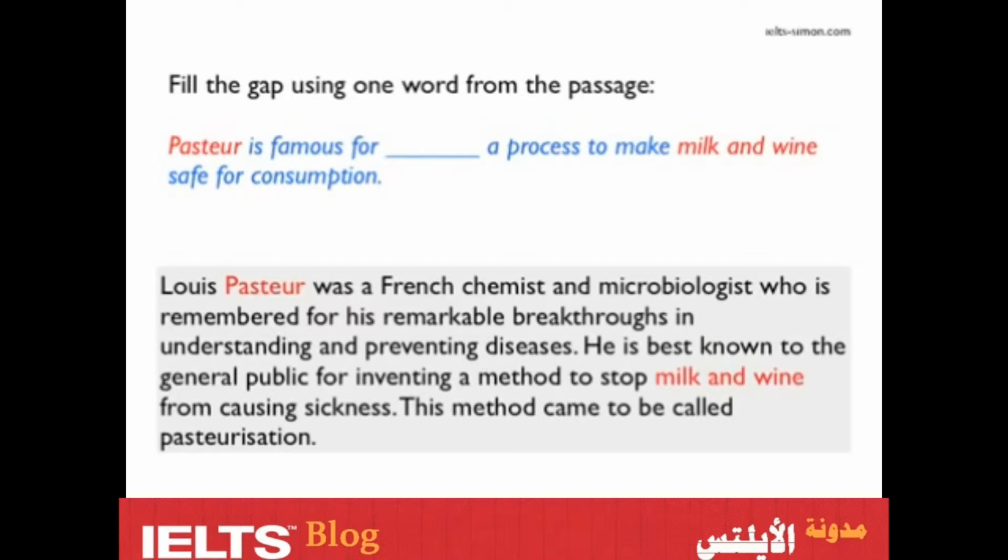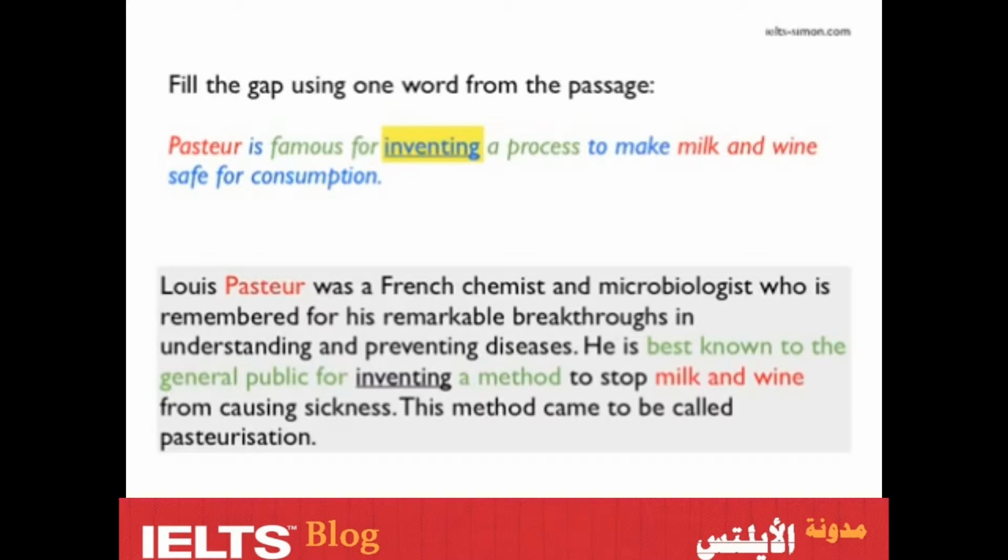He's best known to the general public for means the same as famous for. So what is Pasteur famous for? The answer is inventing a method, which means the same as inventing a process. The correct answer, therefore, must be inventing. In the exam, you would write inventing on your answer sheet.